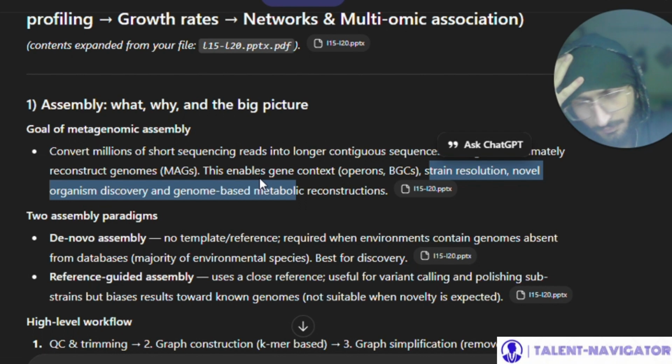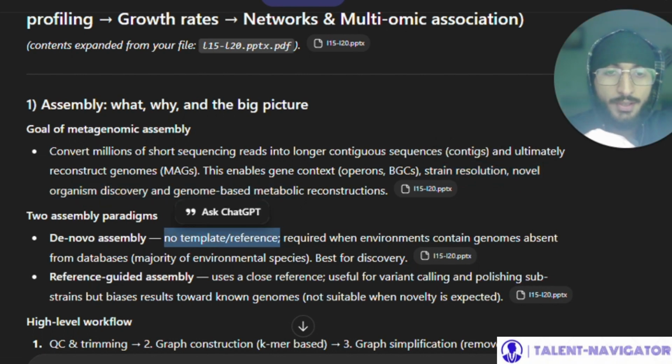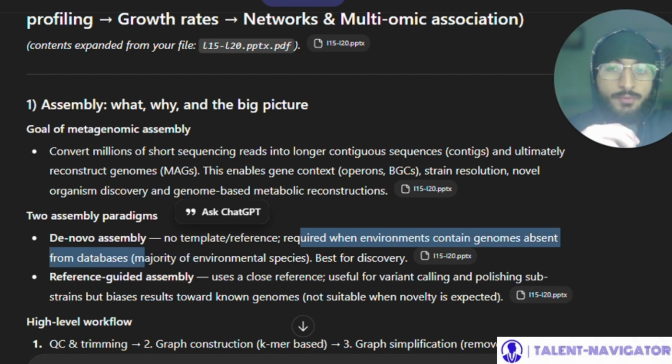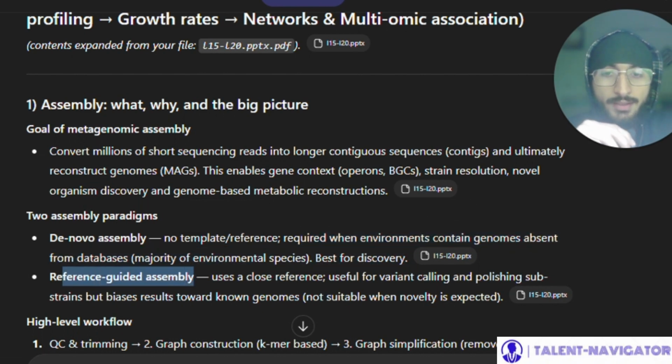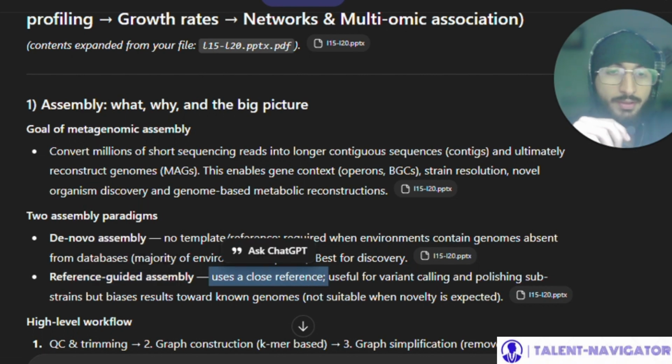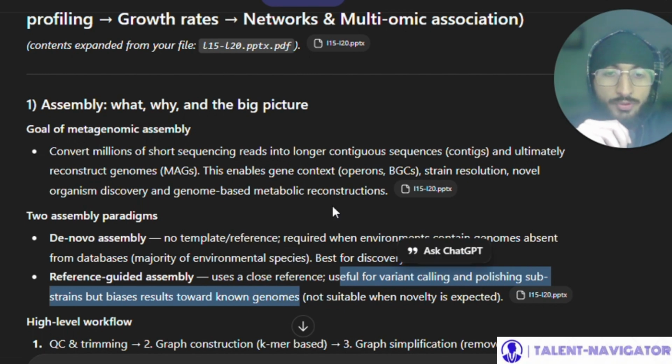Now moving on. We have two assembly paradigms: de novo assembly and reference-guided assembly. De novo assembly uses no template or reference. It is required when environments contain genomes absent from databases. This is best for discovery. And then we have reference-guided assembly, which uses a close reference, useful for variant calling and polishing substrains, but biases results towards known genomes.